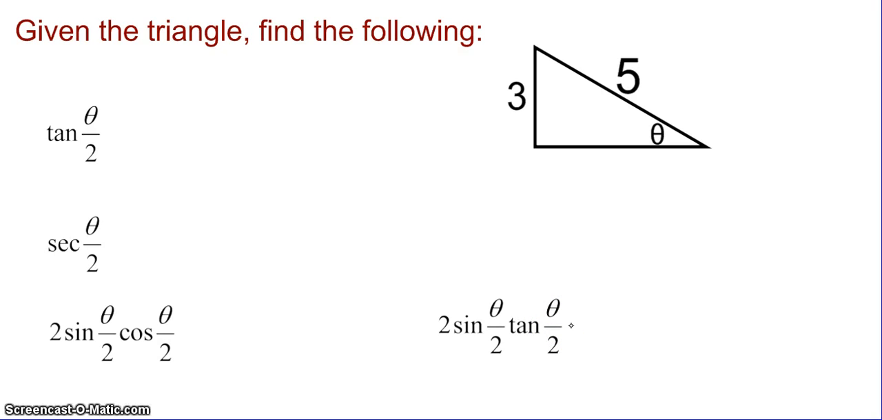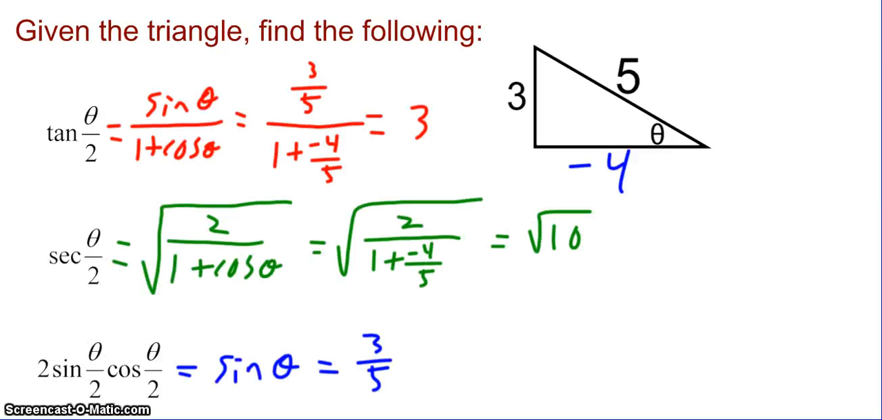I will give you a hint that the triangle is drawn intentionally in this direction, so the adjacent side is going to be -4. So this triangle is in the second quadrant. So pause the video, try to find these, unpause when you're ready to check your work.